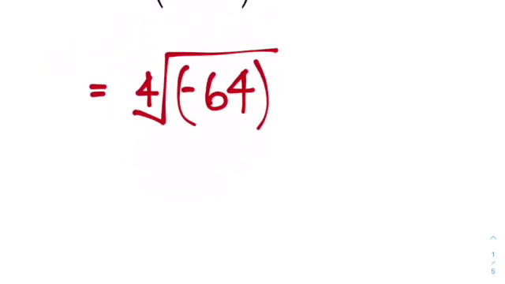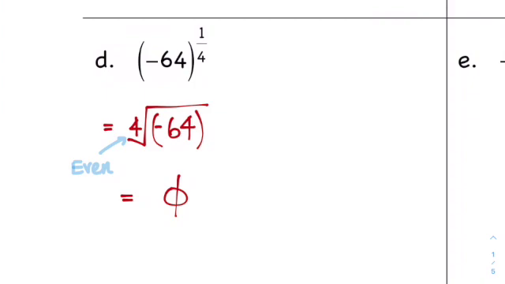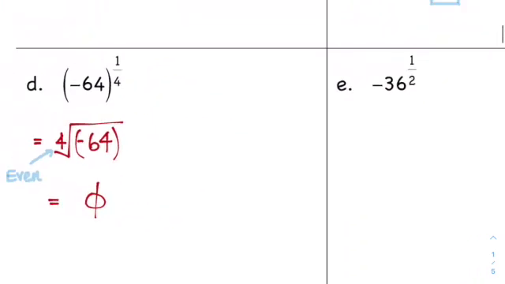So letter D tells you 4th root on the outside, and you have a negative 64 inside. Now remember, if you have an even root, that's not going to be possible. So the answer for this problem is going to be no solution. Eventually, we will talk about how it's possible, but not right now. So that's no solution. That's D.